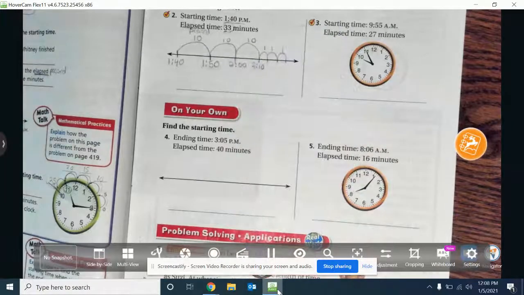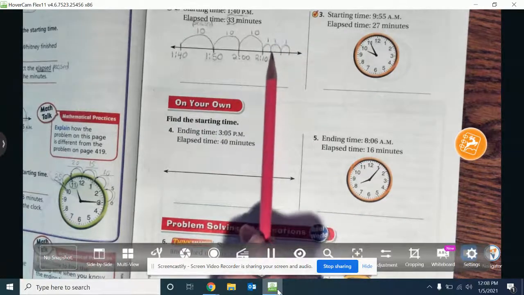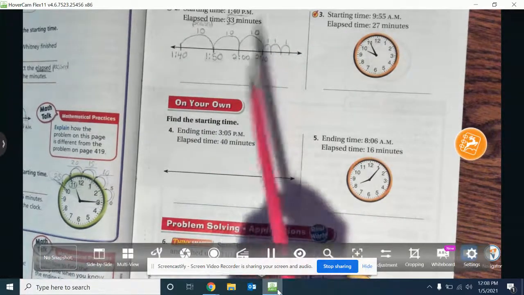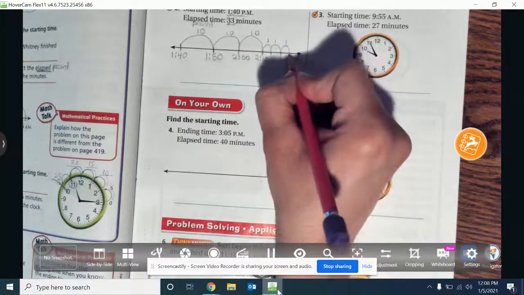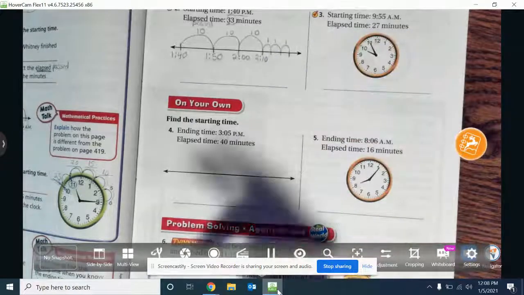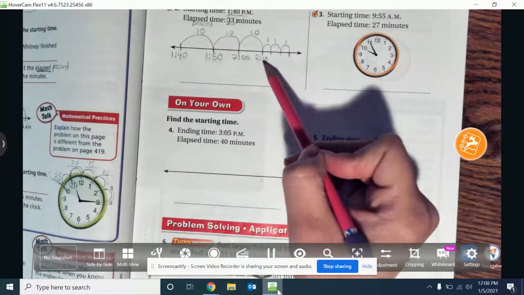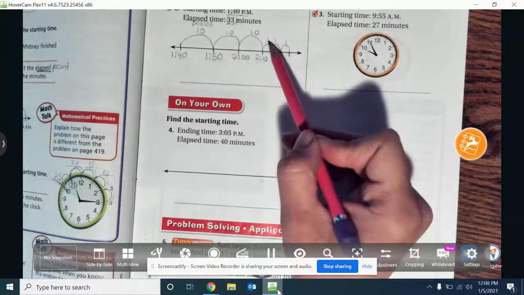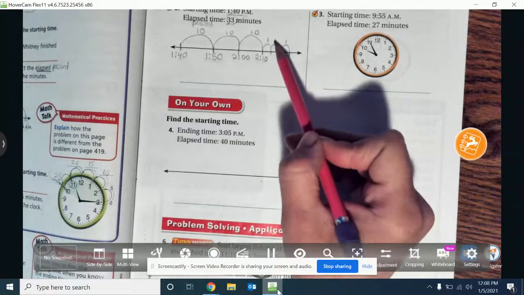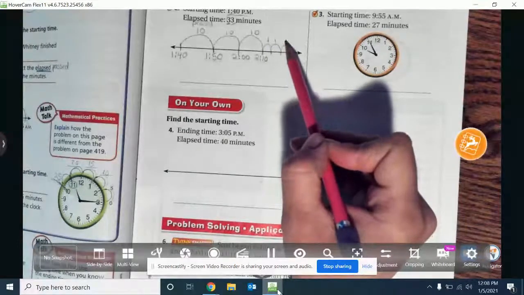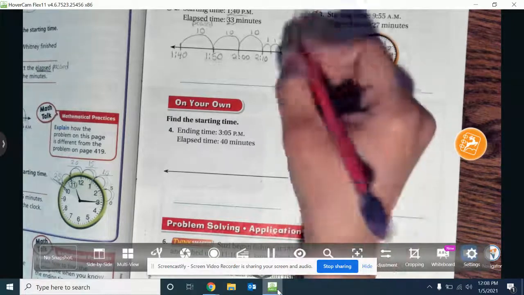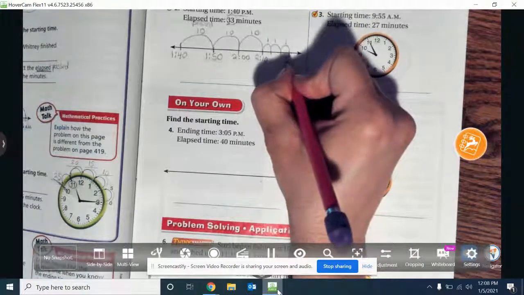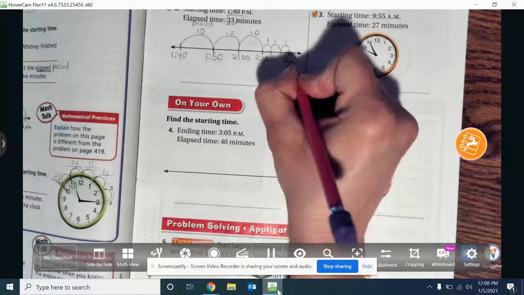Now for these little jumps, you don't have to write the time because I know it's tight, but we do need the very last time. So we can just go ahead and count. So 2:10 plus 1, 2:11, 2:12, 2:13. So your answer is 2:13.